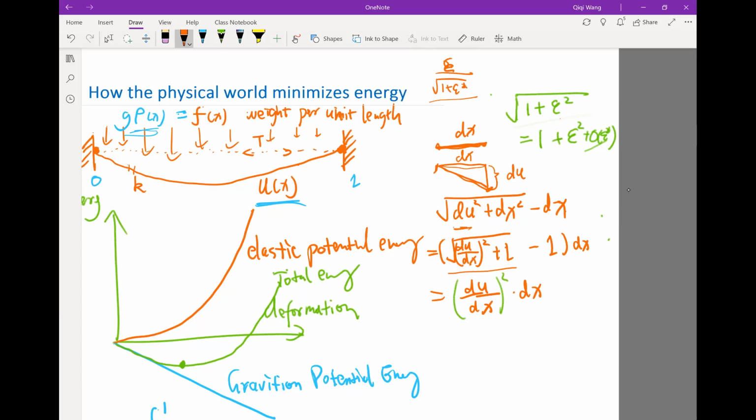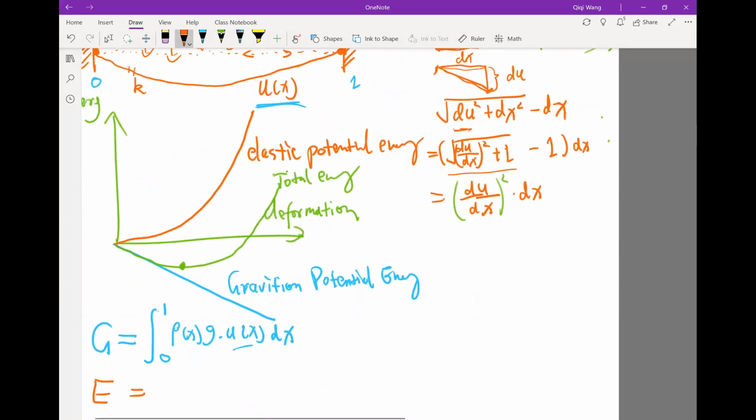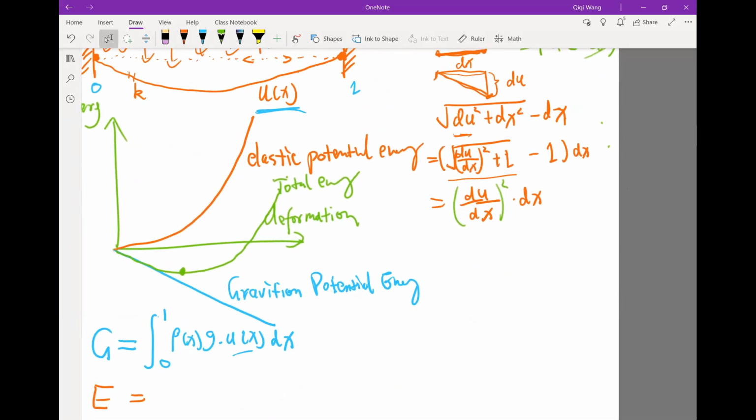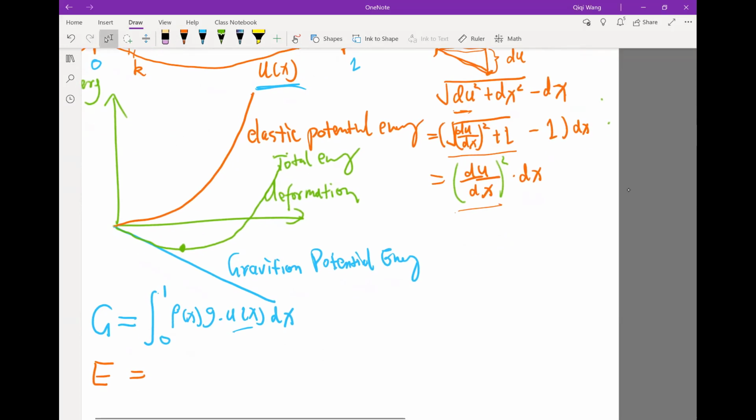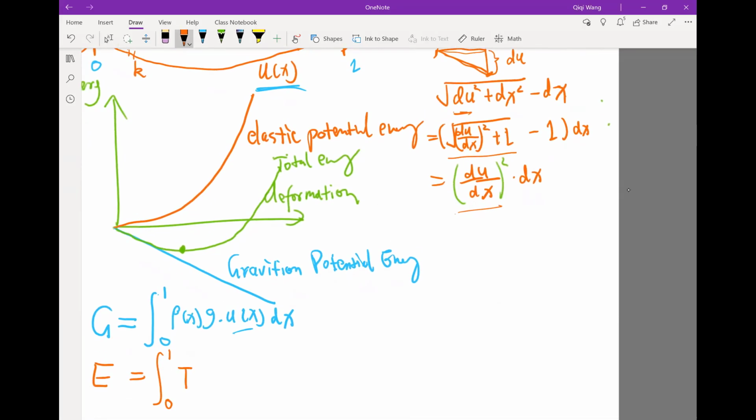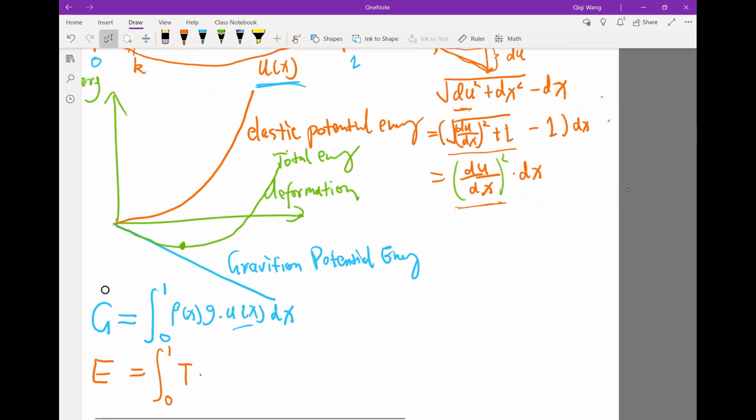All right, so when the string starts to get deformed, the total elastic energy would increase by T times the amount of lengthening. So basically, the elastic energy would be equal to the integral from 0 to 1 of the tension on the string times how much it has lengthened, which is going to be du dx squared, dx.